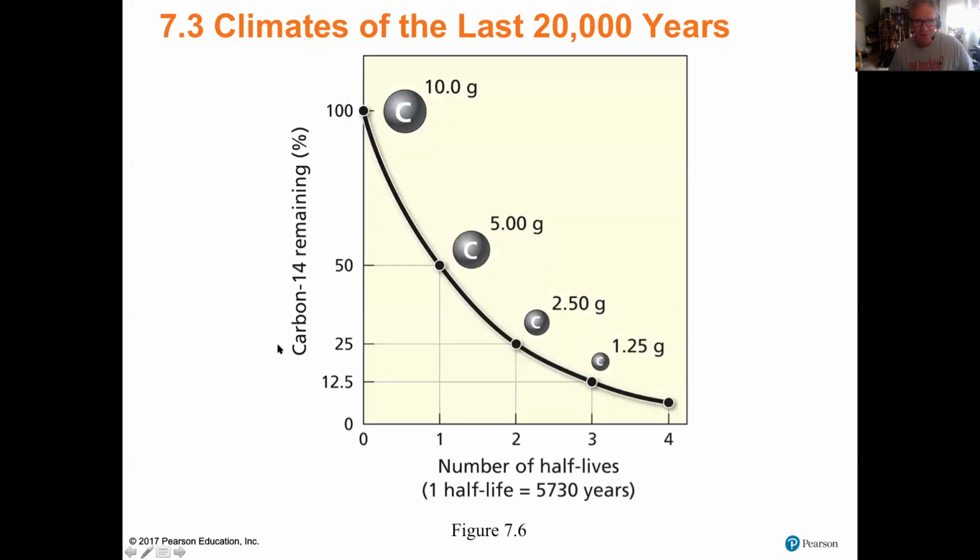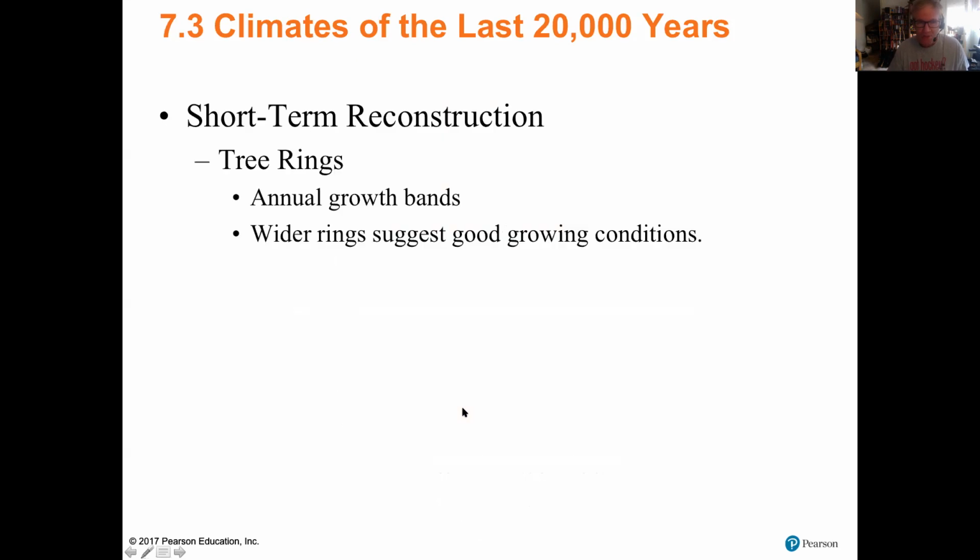This is from your book. Here's the carbon-14 that's remaining, that's the percentage, and here's the number of half-lives. Each half-life is about 5,700 years. So 2 would be double that, and 3 would be 3 times that. Based on the percentage of carbon that's remaining, that gives you some idea of how old your sample is. Then you can say, okay, we found out the oxygen levels were this high, 1,500 years ago or 15,000 years ago, based on this carbon dating.